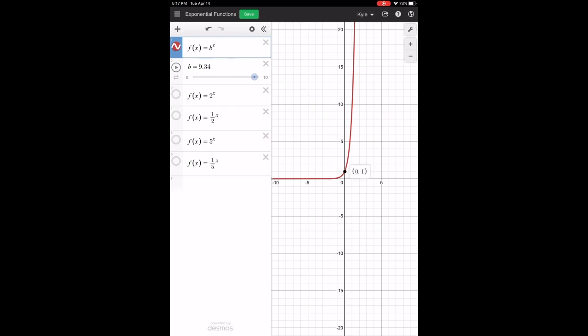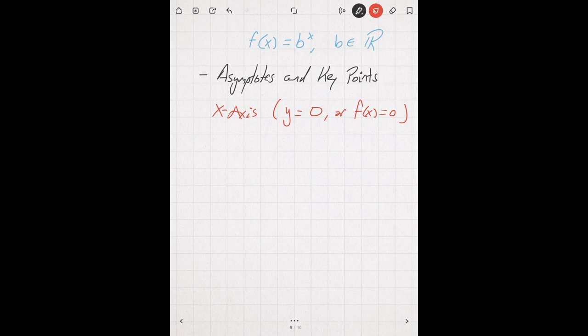Let me stop the slider. That point, 0, 1. Let me hit play again. Let me go somewhere else. I'll hit pause. There I go again, 0, 1. This point, whether we're on exponential growth or let's set up a decay, 0, 1. This point always exists no matter what the exponential function is. So let's list that as a key point. A key point here is the coordinate 0, 1.